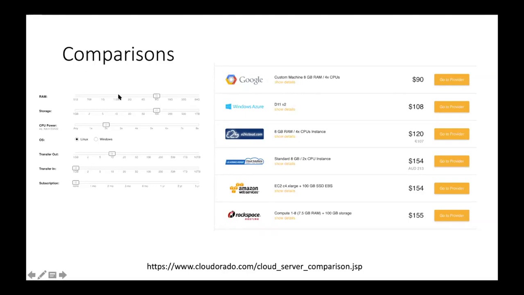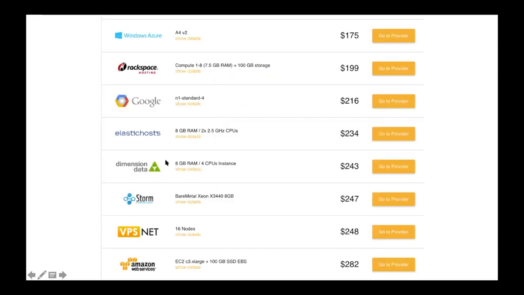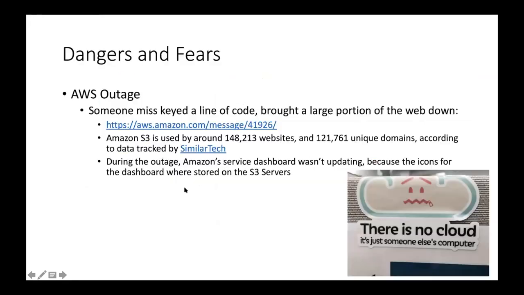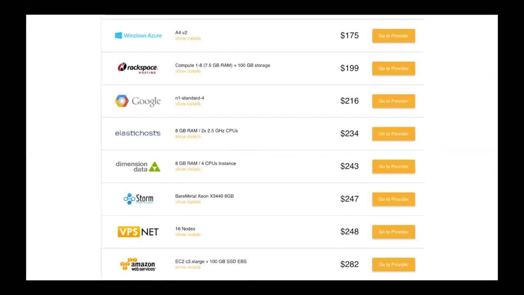So a very simple server. Google Cloud is the cheapest option, at least when I took the screenshot. There's lots of variants. If you added more RAM, if you added more processing power, these are some of the basic configurations that you can see.